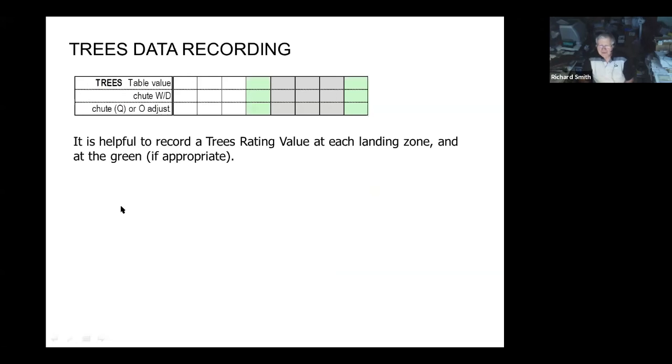And a note here, as you go along, it's helpful to record a tree rating value at each landing zone. So when you're completing the hole, you can look back and say, okay, where were trees the most significant problem, and what sort of problem did I think they were at the time as I was looking at that landing zone? And there's a place here in the obstacle form where you can just jot down your little notes. Maybe here you thought they were a 4, okay, put that in. At another landing, you thought they were only a 3, put that in, and so on.